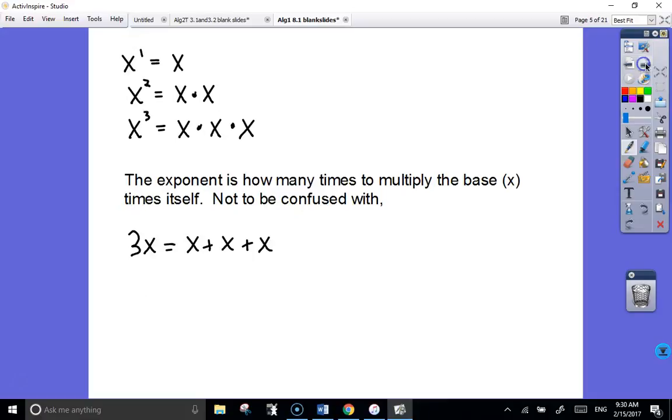Okay. So we know what it means to have an exponent. X to the first is x. X squared means x times x, right? It means multiply the base by itself 2 times. X to the third means multiply that base by itself 3 times. That's not 3x, right? That's x to the third. It's a common mistake to make, but it's not. 3x is x plus x plus x.